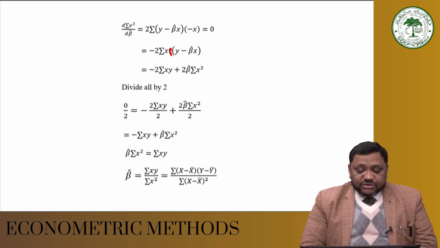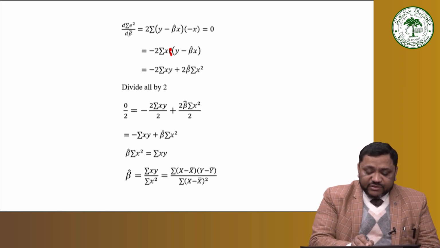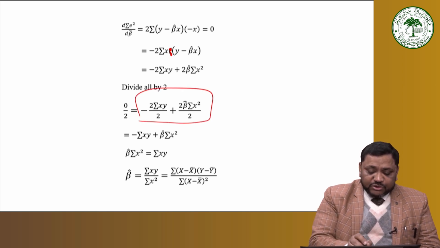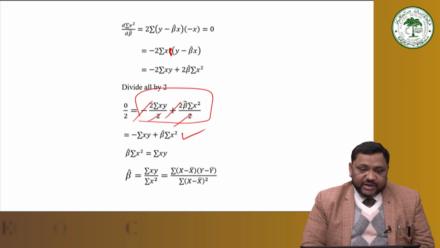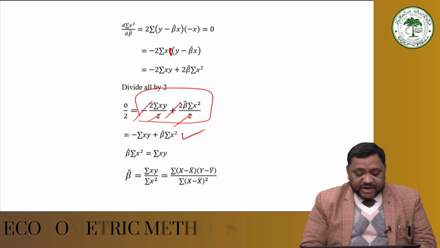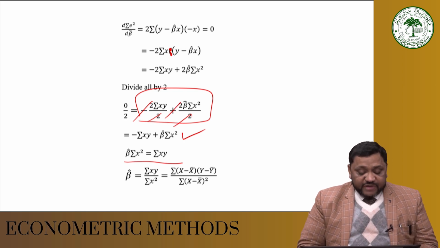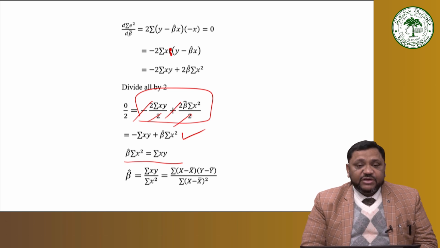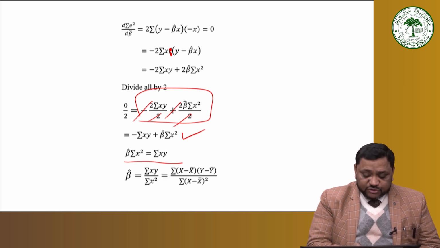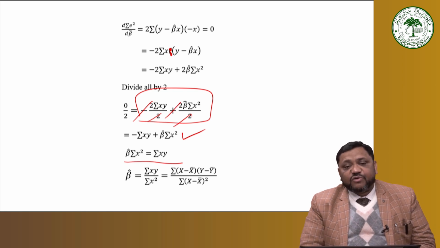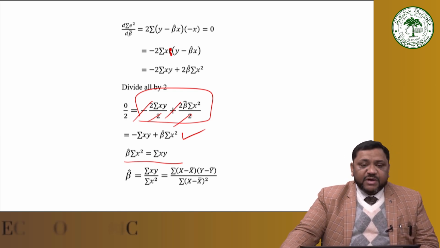Now, once we have got this, we divide both sides by 2, the right hand side and the left hand side. So 0 divided by 2 is 0. Then both the 2's cancel out. So finally we have minus summation xy plus beta hat summation x square. Now moving the minus term to the other hand side, we have beta hat summation x square is equal to summation xy. So finally we get the value of beta hat upon rearranging this. Beta hat is equal to summation xy divided by summation x square, which I repeat, beta hat is equal to summation small xy divided by summation small x square, which in deviation terms is equal to summation x minus x bar multiplied by y minus y bar divided by summation x minus x bar square.